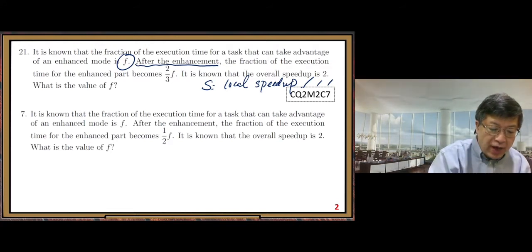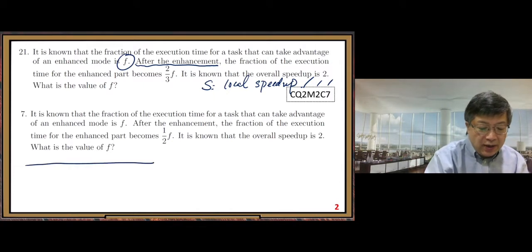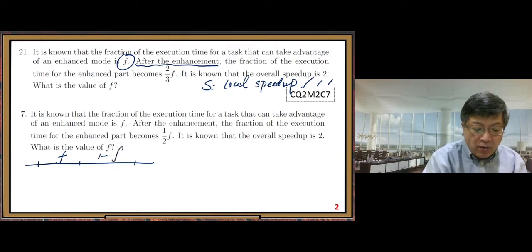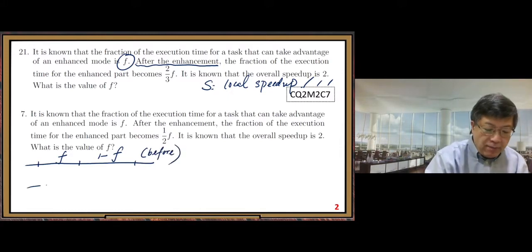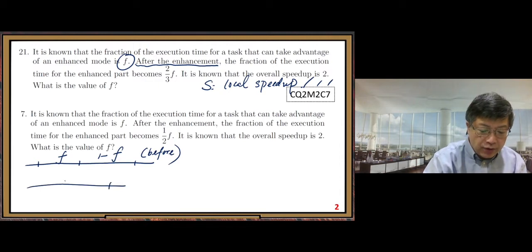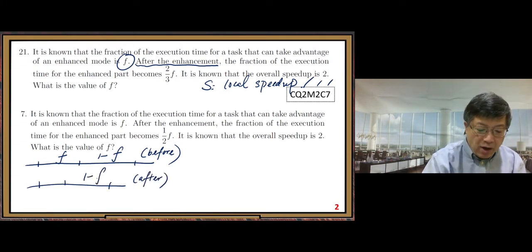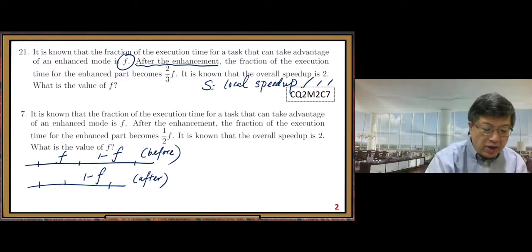We draw a diagram. The task is divided into 2 parts. Enhanced part f, non-enhanced part 1 minus f. So this is before enhancement. Then the second part, shorter, that's after enhancement. Non-enhanced part, the same, 1 minus f. Enhanced part, f over s.